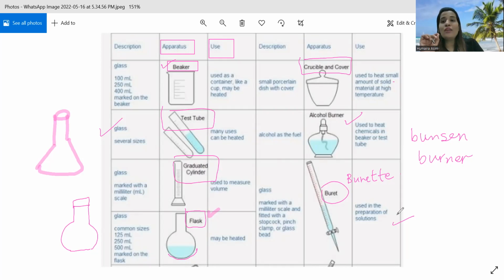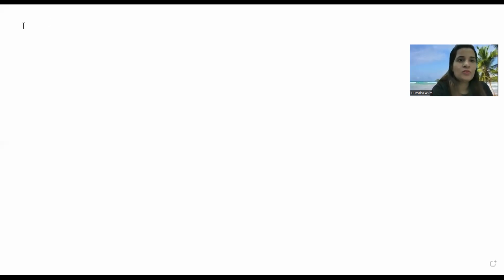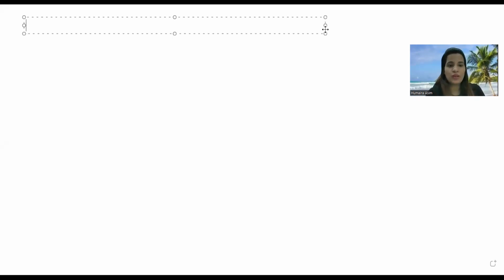And this is a very common question that they ask in the exam: what are the advantages and disadvantages of it? Like, what are the advantages and disadvantages of using a burette or pipette? Let me take you to the screen first. So here, we are going to talk about very common questions in exams.